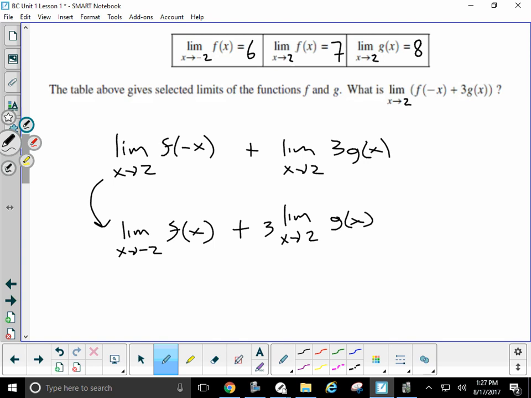All right, now I have things separated out and I can use these identities. We are told that this equals this and this equals that. I can say, okay, well, this is 6, I know that. And this is 3 times, limit as x approaches 2 of g of x is 8. So 6 plus 3 times 8 is 6 plus 24, which is 30.